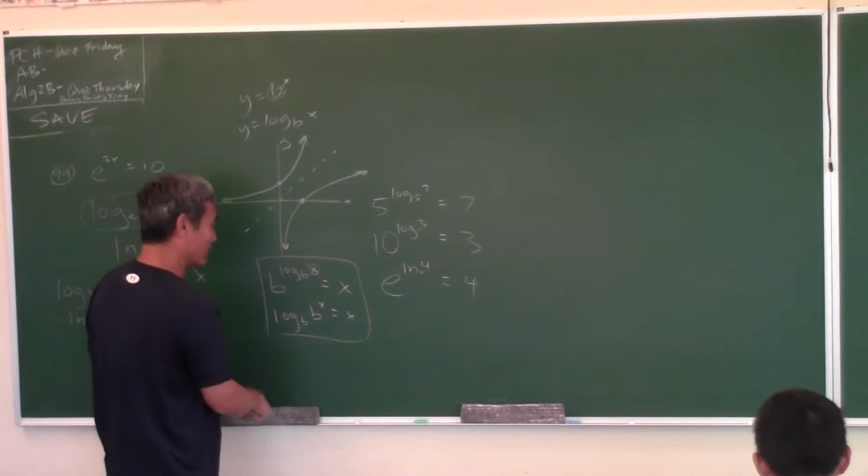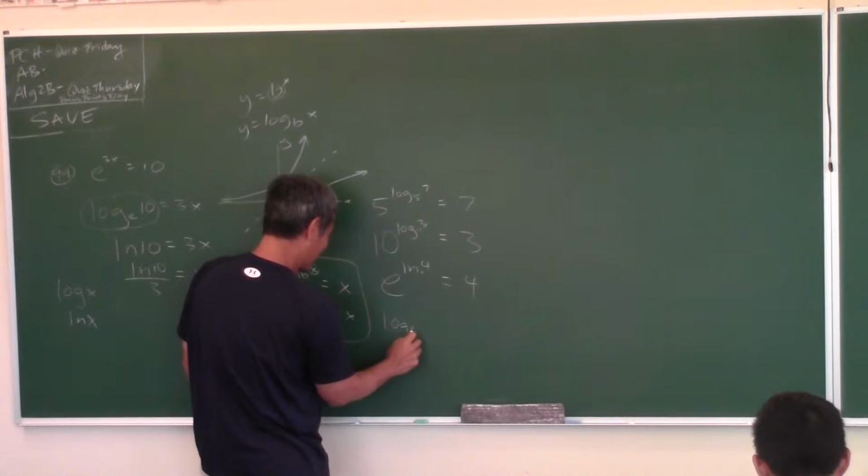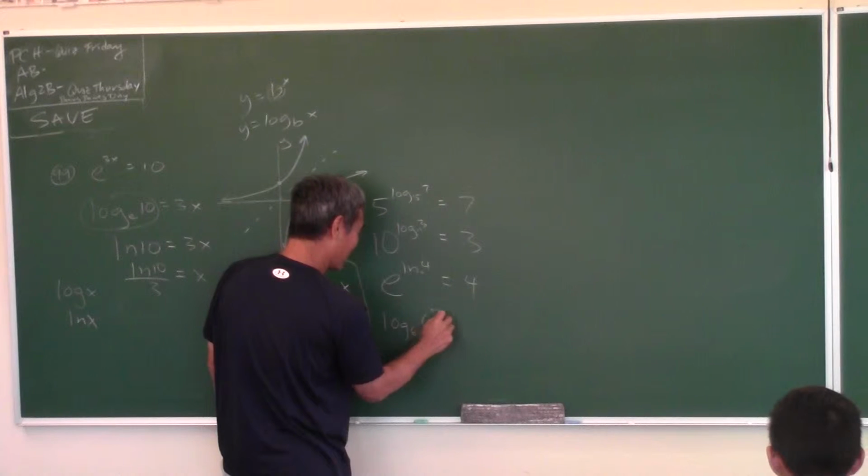And then the same thing over here too. What if you had this? Log base 6 of 6 to the 5th power.